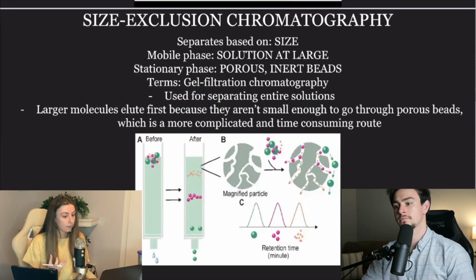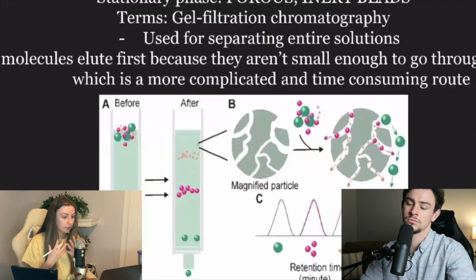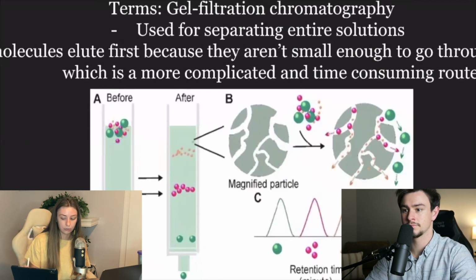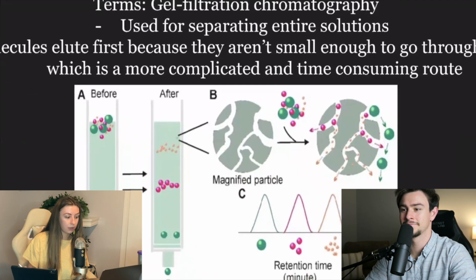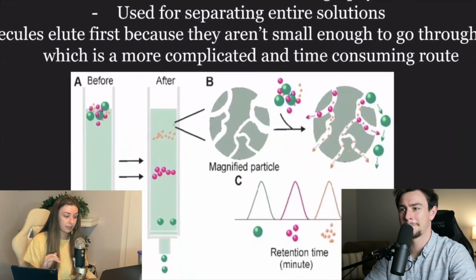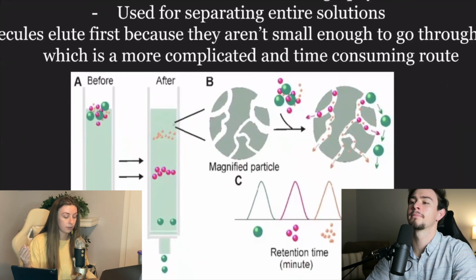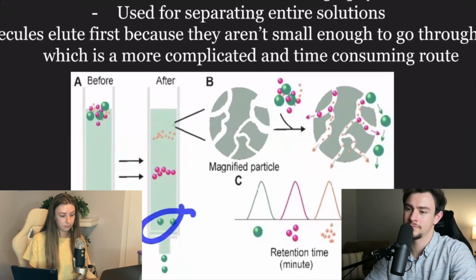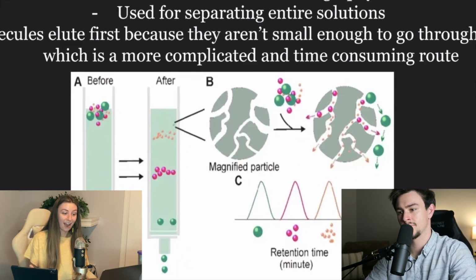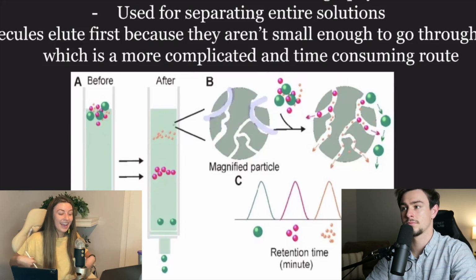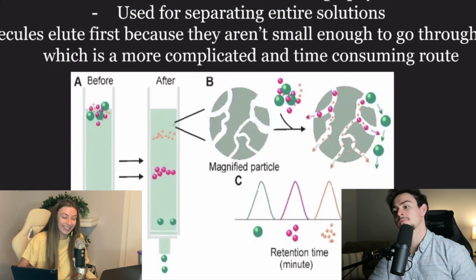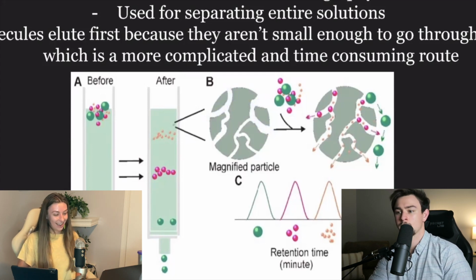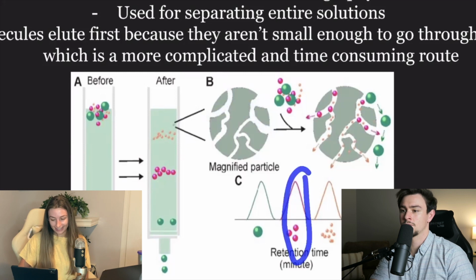So you can imagine you're pouring in a solution that has a bunch of different size molecules in it, just like this picture shows. I love this picture. Those big molecules cannot get into those little crevices, and so they completely bounce around the porous beads, and they actually elute first. Whereas the medium-sized molecules can go through some of these tunnels, but they can't go through those smaller ones, and so they have to take some time to go through those porous beads. They elute second.